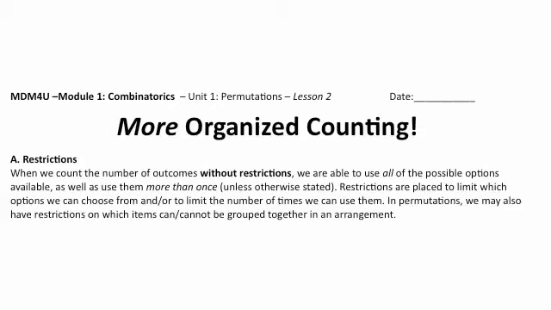So restrictions limit either the number of times that we can use an object, or they'll put certain conditions on where or when objects can be used. And it can make counting problems a little bit more tricky because you have to pay attention to very specific things.